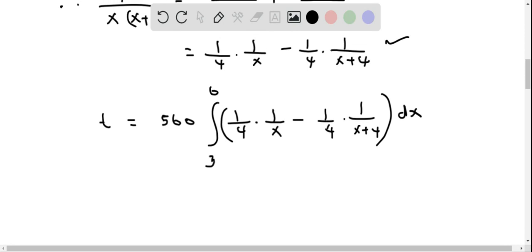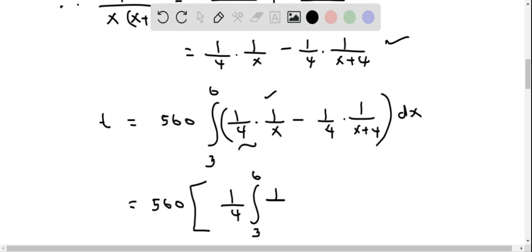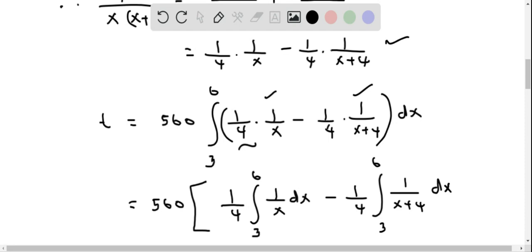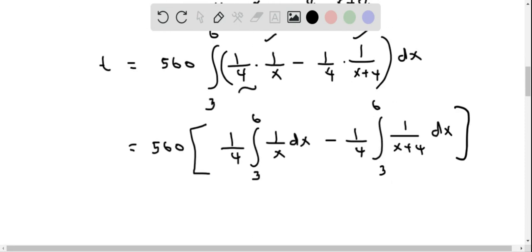Now we can split this into two different integrals. That is, we have 560 common, so we put this inside the bracket, and this one is the first definite integral. Here we have 1/4 as a constant, so I factor out the 1/4, and then the definite integral from 3 to 6 of 1 by x dx. And in the second term, I can factor out the negative 1/4, the definite integral from 3 to 6, and this one is 1 over x plus 4 dx. We then close this bracket so that we can later multiply by 560.